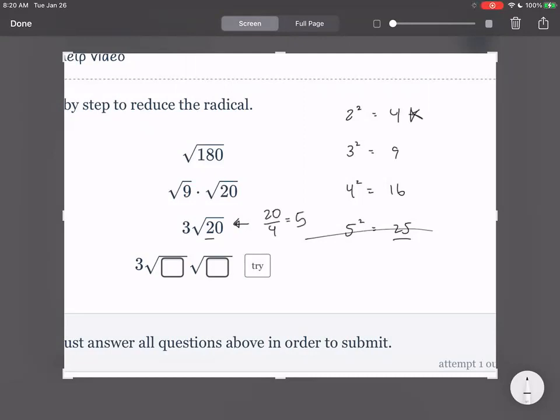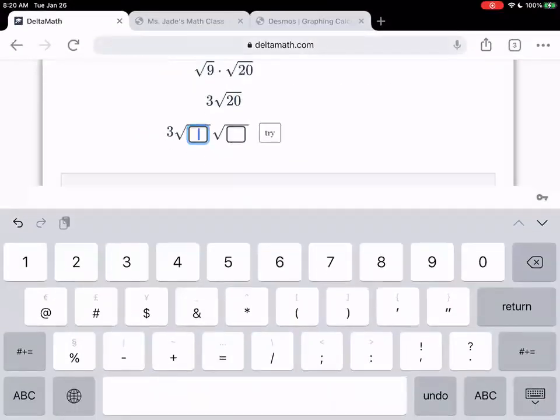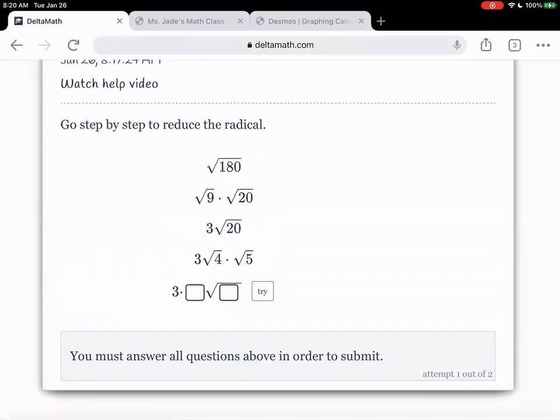So for the 4 and the 5, I'm gonna put the 4 first and the 5 next. I just like putting the smaller number in the front. So we have square root of 4 and square root of 5. And I'm gonna go type that in. So 4 times 5 is 20. Okay, there we go. 4 times 5, try. Okay, cool. So it worked.